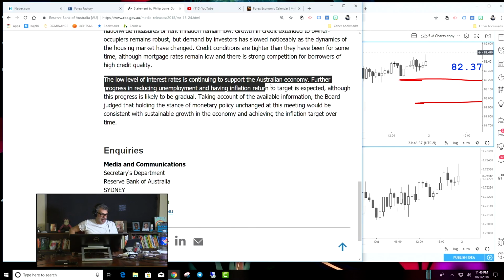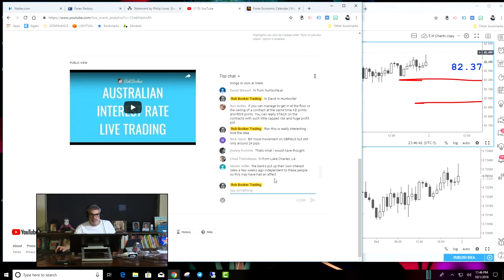They're not dealing with the same property values expanding as we are in the United States. They're not dealing with the same inflationary pressures that maybe we are in the United States. Wage growth in the U.S. is going to increase most likely. So I don't know. I'm a little surprised. Stephen Miller says the banks put up their own interest rates a few weeks ago, independent of these people, so that may have had an effect. Hey, Chad's here from Lake Charles, Louisiana.